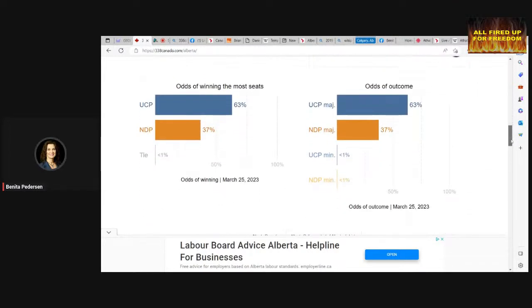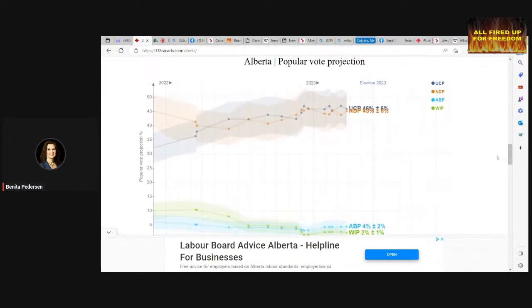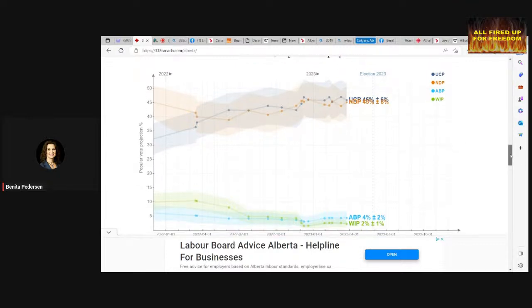And when you look at this chart down here, again, you can see that the UCP and the NDP are neck and neck. It's very close. It's very tight. All right. So this is an aggressive campaign that's happening right now.